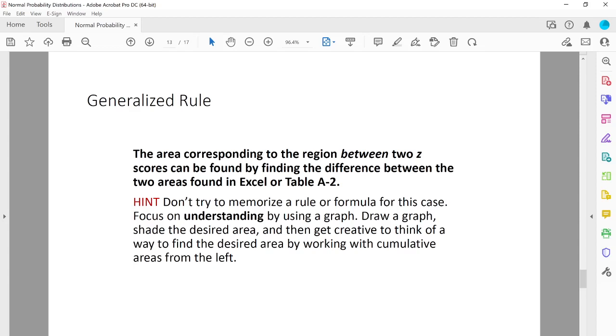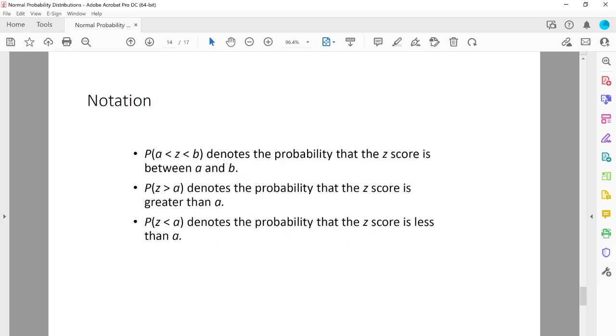So, the generalized rule: the area corresponding to the region between two z-scores can be found by finding the difference between the two areas found in Excel or table A2. I'm going to use the TI-83. So instead of using Excel or A2, which is the manual way, I'm going to use technology, the TI-83/84 calculator. Okay? Do not try to memorize a rule or formula for this case. Okay, so let's get back to the notation. This notation denotes the probability that the z-score is between A and B.